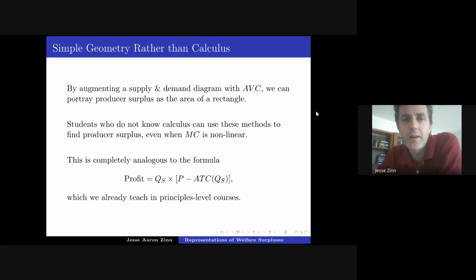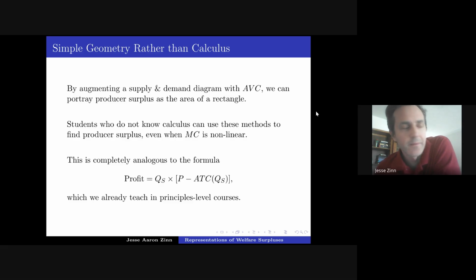So all we have to do is augment the supply and demand diagram with the average variable cost curve, and we can portray producer surplus as a rectangle. So yeah, students who don't know calculus can use these methods to find producer surplus, even in cases when marginal cost or supply is nonlinear.